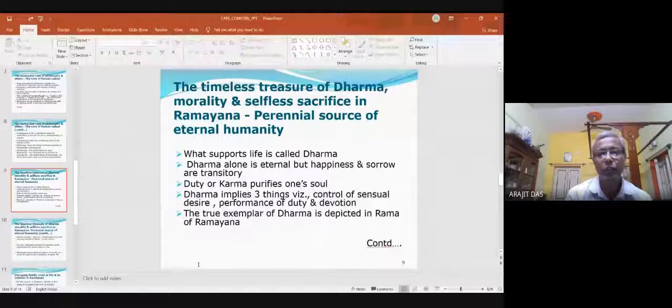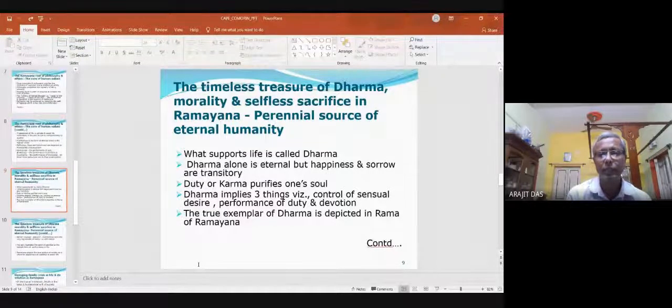The timeless treasure of dharma, morality, and selfless sacrifice in Ramayana, the perennial source of eternal humanity. Now, what supports life is called dharma. So we have various types of things, and what are the things which support life? That will be called dharma.